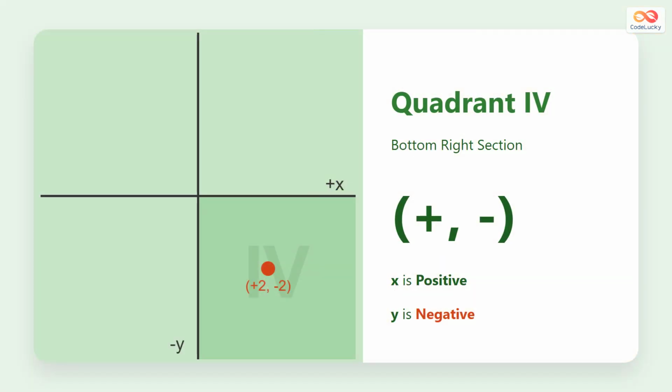Finally, we have Quadrant IV in the bottom right. Here, x is positive again because we are on the right side, but y is negative because we are below the x-axis.